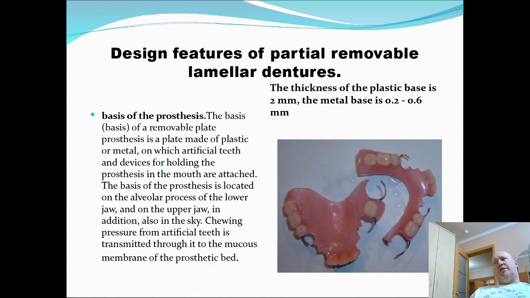Here are the design features of partial removable dentures, lamellar dentures, not arch prostheses, just lamellar dentures. Here we can see the basis of the prosthesis. It's a plate made of plastic or metal. It can be only metal, or it can include metal in the plastic, on which artificial teeth and devices, clasps, for holding the prosthesis in the mouth are attached.